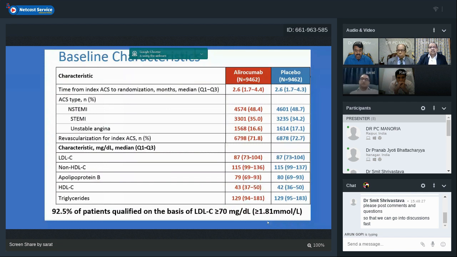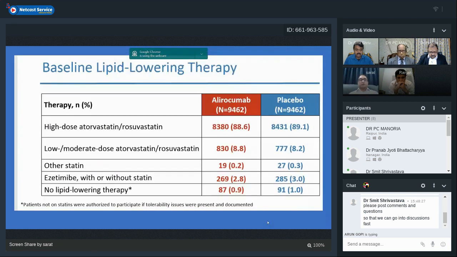Revascularization for index ACS was done in 70%. And all these figures are nearly similar compared to placebo. Now, LDL-C was about 87 in the evolocumab arm and 87 again in the placebo arm. Now, the therapy, of course, one arm received placebo, the other arm alirocumab.